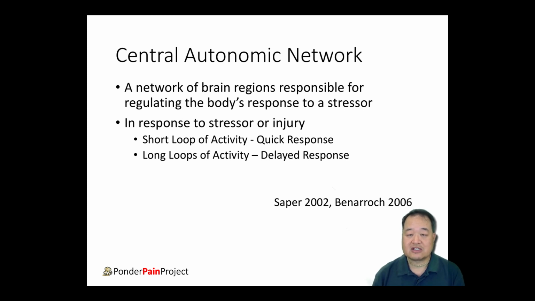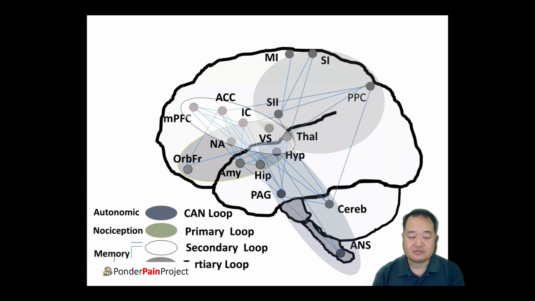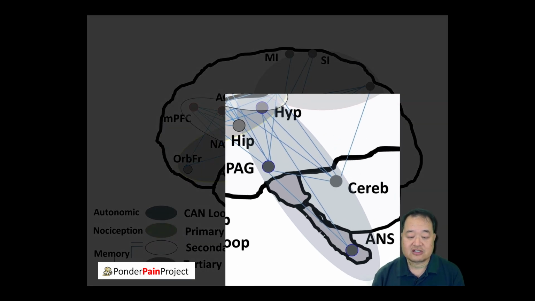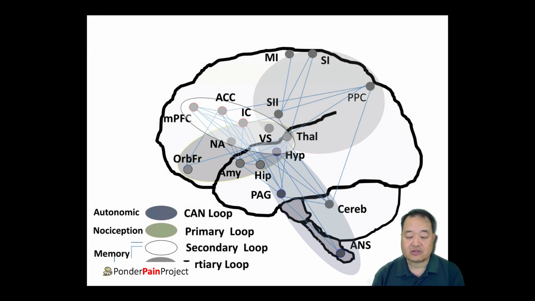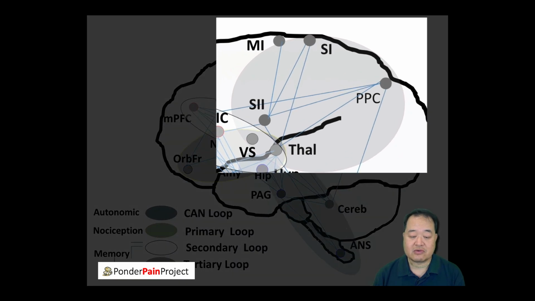So in this central autonomic network that they propose, there's really short loops of activity that are responsible for immediate, short, quick responses, and longer loops of activity that are delayed, but what they do is they're designed to modulate our first initial responses. So if you start to take a look at the areas of the brain that are activated, you'll see from this picture there's the first central autonomic network or loop of activity that's responsible for keeping our body alive. And then we see with nociception, the primary loop becomes active.